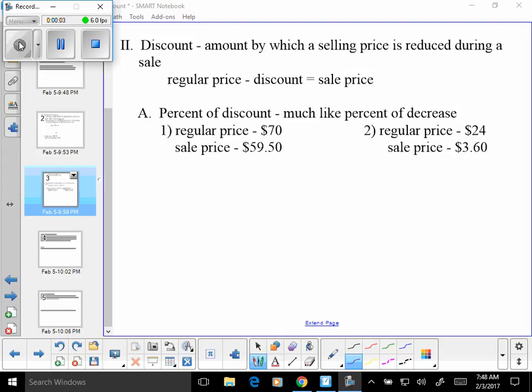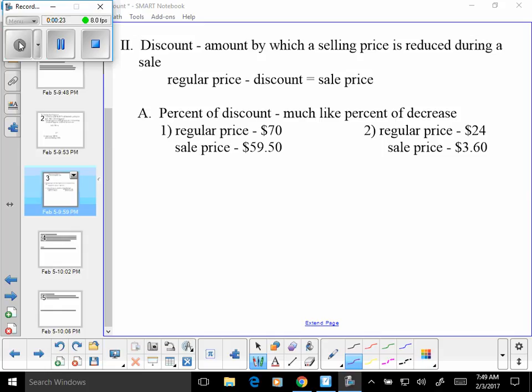Hello class, this is chapter 6.6 lesson. This is part 2. In part 1 of chapter 6.6 we talked about markup, and in this lesson we are going to talk about discounts and sale prices, and then finding the regular price if we know a sale price.